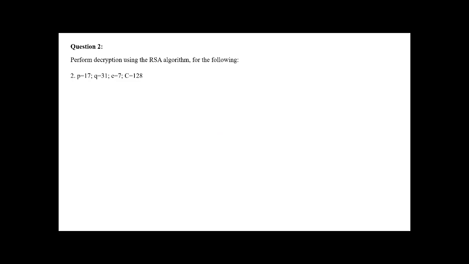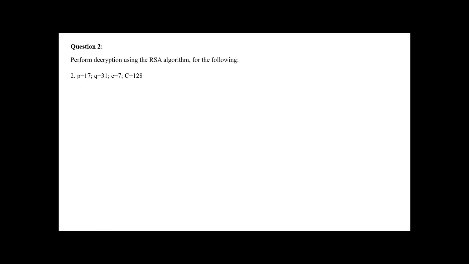So let's start with the second question here. So now we have P equal 17, Q equal 31. We have the public key equal to 7 and the ciphertext equal to 128. And we want to do the same, just like the first question. We want to decrypt using RSA algorithm.